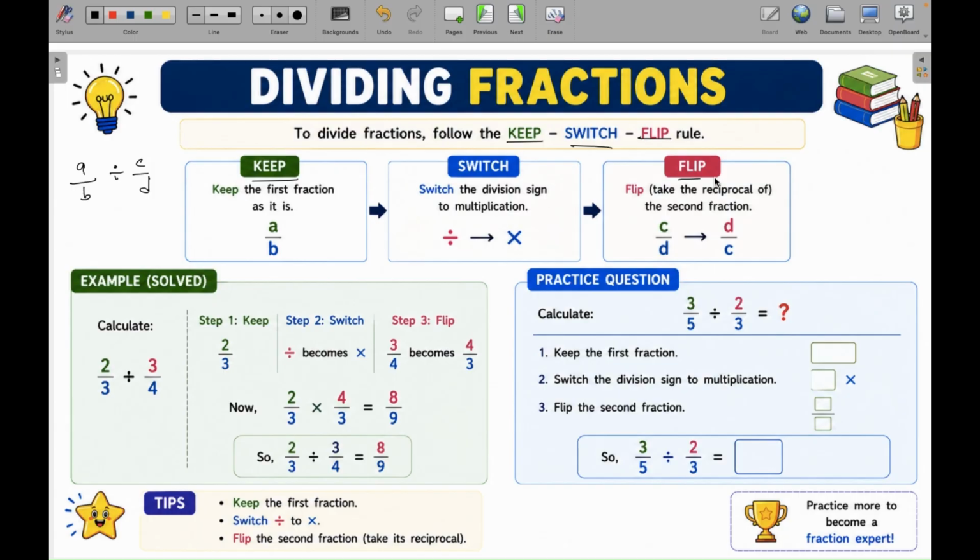And then the third rule says flip. Flip means take the reciprocal. If this is c by d, this becomes d by c. So c by d becomes d by c. This is the meaning of flip. Right, so keep, switch, flip.